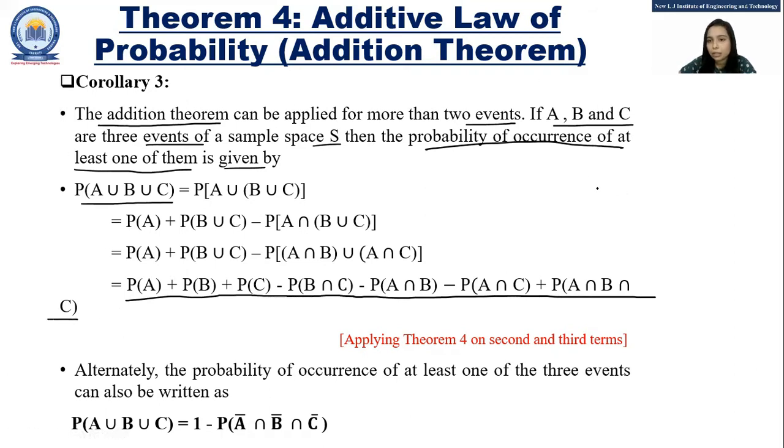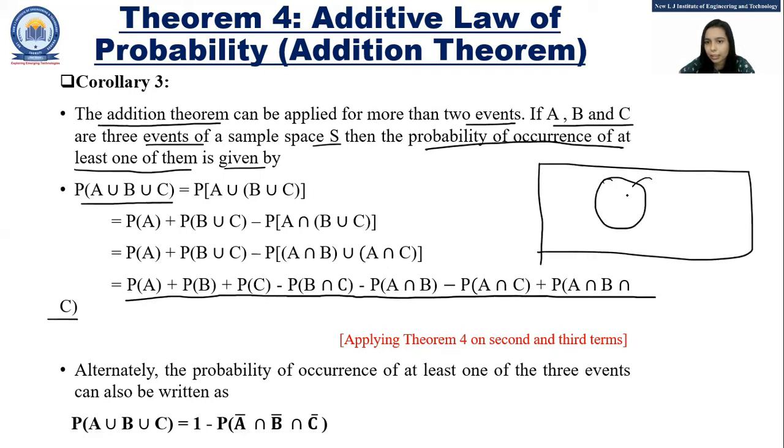So here I'm just going to draw one Venn diagram. So there are A, B and C. So this is for A, this is for B and this is for C. Probability of occurrence of at least one of them is nothing but P of A union B union C. So for that, we can also write probability of A union in bracket B union C. So see over here, this A and B union C.